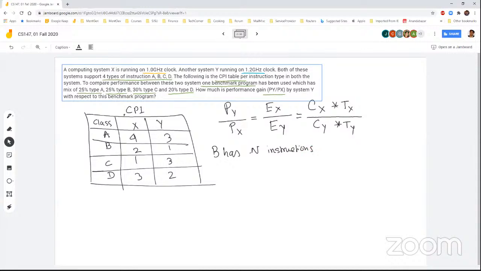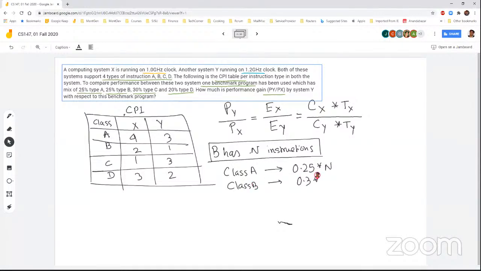So that means B has how much? Okay, class A instruction is how much? They are 0.25 multiplied by n. Similarly, class B has 0.3 multiplied by n. So I'm using this information, 25. Oh, B is 25. Sorry, B is 25.